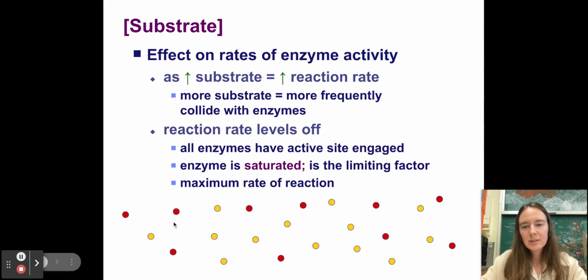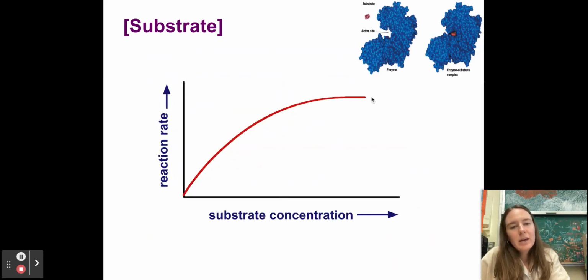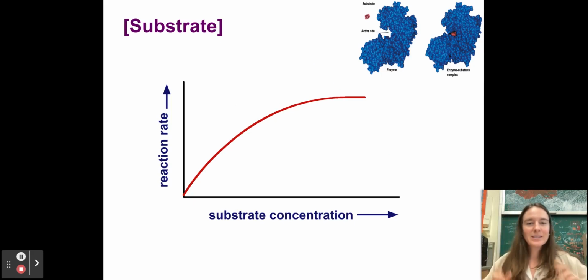So if you have a bunch of enzymes here in red, and all of them have bumped into substrates, they're all currently doing a chemical reaction inside. Even though those reactions are happening quickly, for that moment, all the spots are taken. So that's called the maximum rate of reaction. So the reaction can't happen any faster. At some level, with a certain number of enzymes and a certain number of substrates, you can't fit any more substrates in the active site.